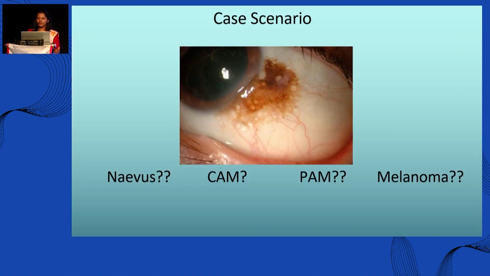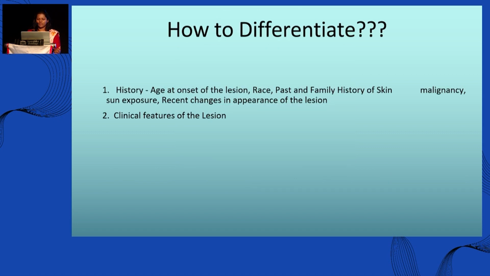So if we take a look at this lesion here, by the appearance, just take a look and see whether you can identify whether it's a nevus, a complexion-associated melanosis, primary acquired melanosis, or a melanoma. So how do we differentiate?